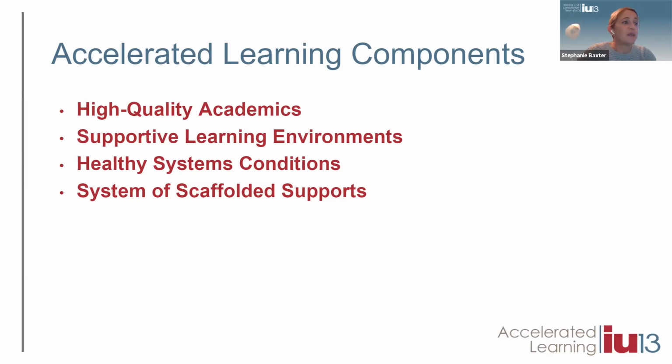Number 3 is the healthy systems condition. The healthy systems component focuses on engaging a diverse group of stakeholders within our education community in order to gain a deeper understanding of the school system and to utilize continuous improvement processes and tools to address any systemic needs, whether involving staffing, technology, or scheduling, that are going to create the conditions necessary for accelerated learning.